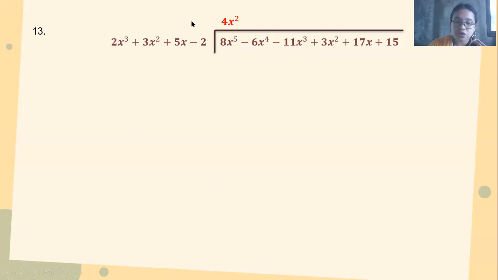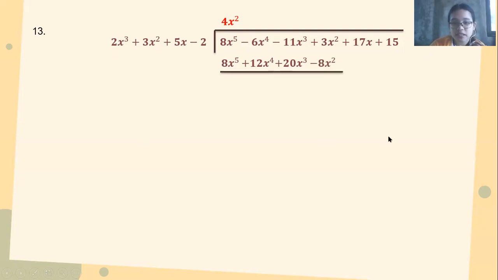4x squared, we multiply it to all terms of the divisor. 4x squared times 2x cubed is equal to 8x raised to 5. 4x squared times 3 is equal to 12x raised to 4. 4x squared times 5x is equal to 20x cubed. 4x squared times negative 2 is equal to negative 8x squared.